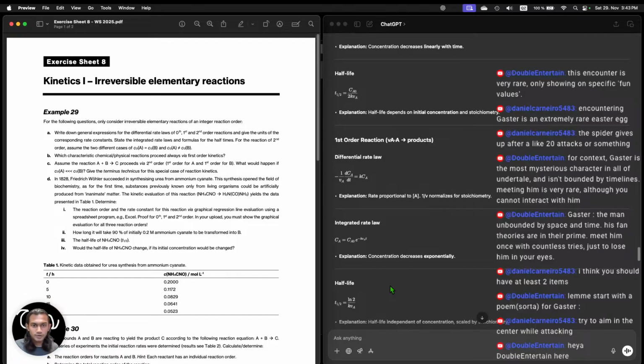This encounter is very rare, only showing on specific fun values.